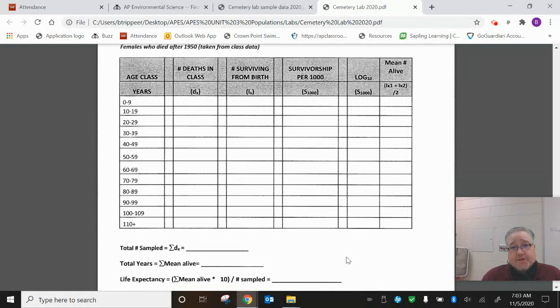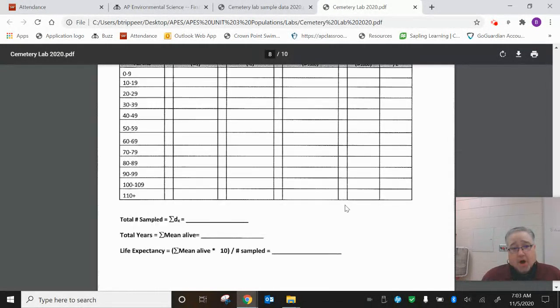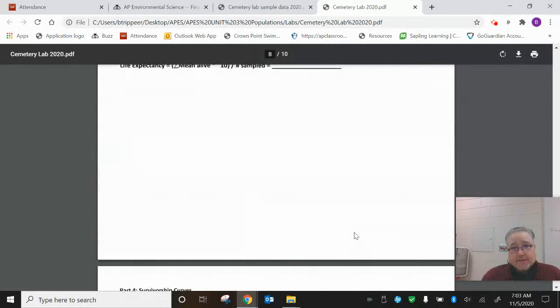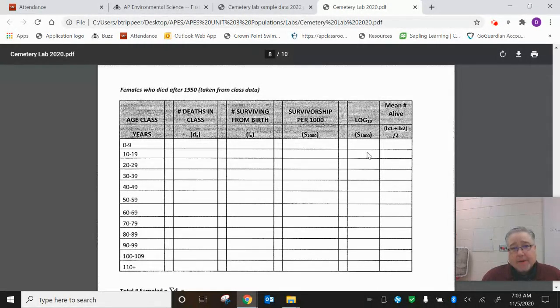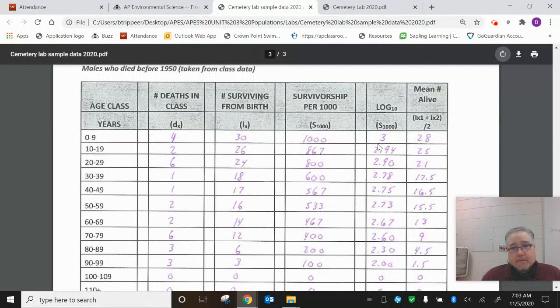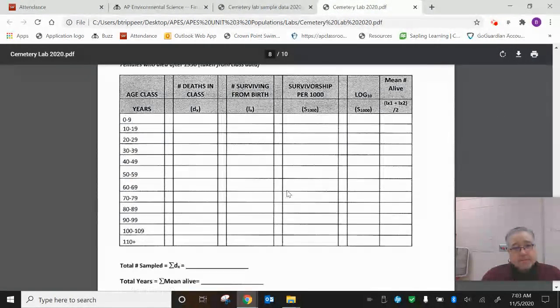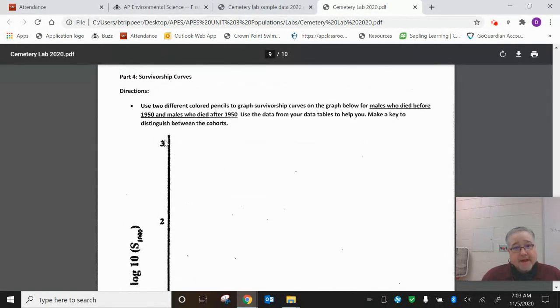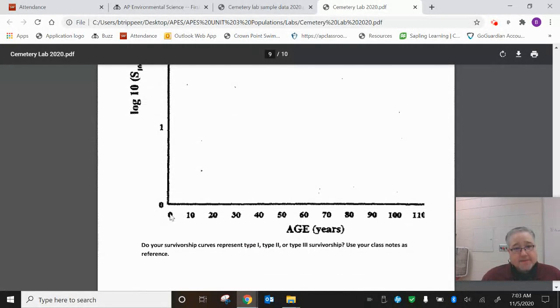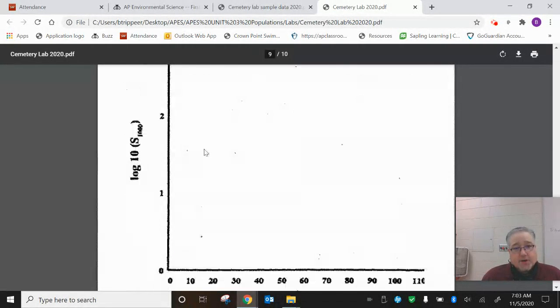So on these charts, what you need to basically do is these last two columns, those are the axes. Okay. So for example, the 0 to 9 age group, right? The log 10 was 3. So we're going to go down here. We're going to find 3, right? So there'll be a point there. And this is the 0 to 9 age group. So we're going to put a point like right there, right? So you're just going to plop these points.